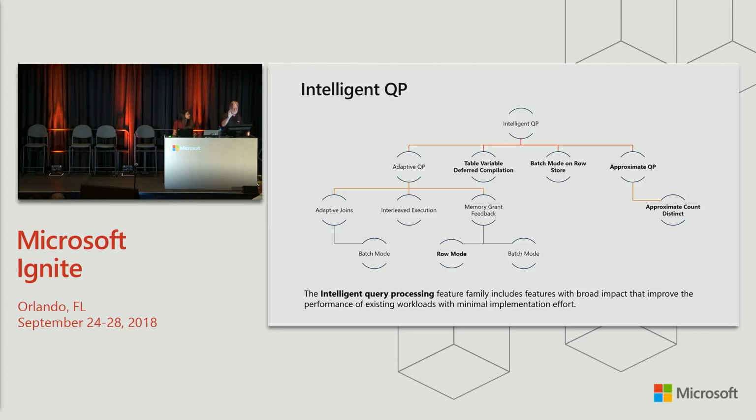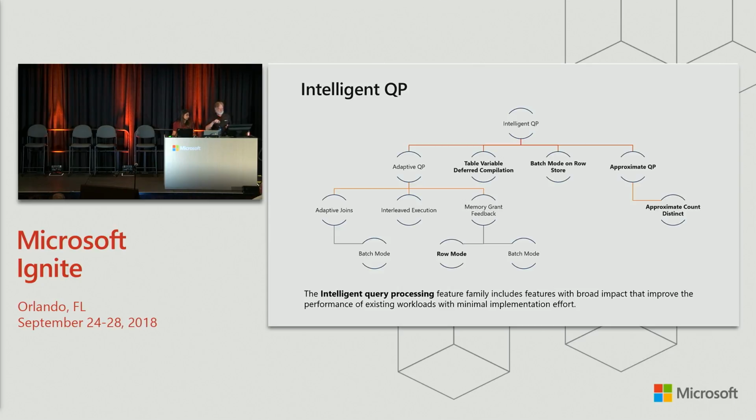The parts in the light face font are the parts that landed in SQL 2017. So you have your adaptive QP with adaptive joins, interleaved execution, memory grant feedback. Those are both in batch mode only. All those are things that we've talked about just now. What we're announcing today for SQL 2019 is we're extending memory grant feedback into row mode.